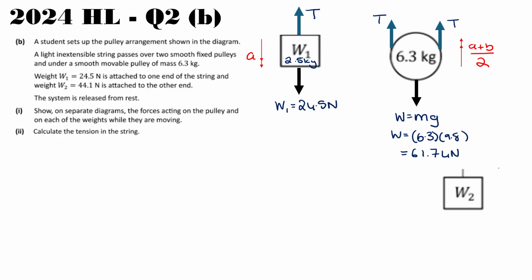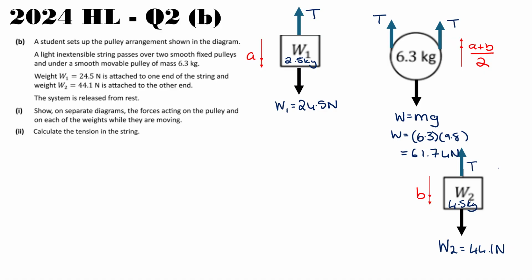And then we have our weight 2. So pulling that down, we have its weight, which we don't need to calculate because it was given to us in the question. We do need to remember that its mass is 4.5 kg. And then pulling it up, we have our tension. This is moving down with an acceleration of B.